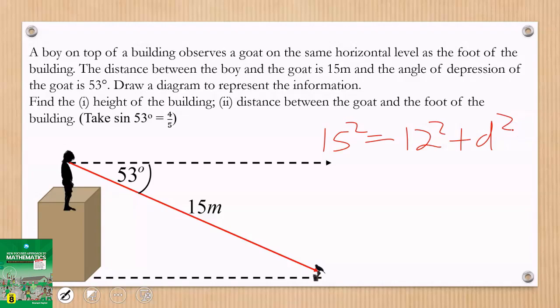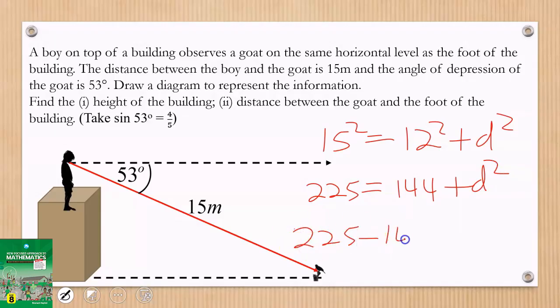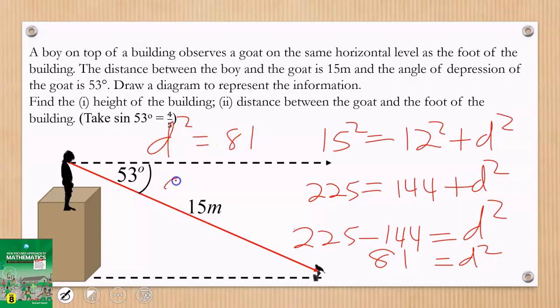Since we don't have a calculator, we have 225 equals 144 plus D squared. So making D squared the subject, we have 225 minus 144, grouping like terms, is equal to D squared. When we subtract, we have 81 equals D squared. So D squared equals 81, which means if we take the square root of both sides, D becomes 9. So 9 meters becomes the answer for D.